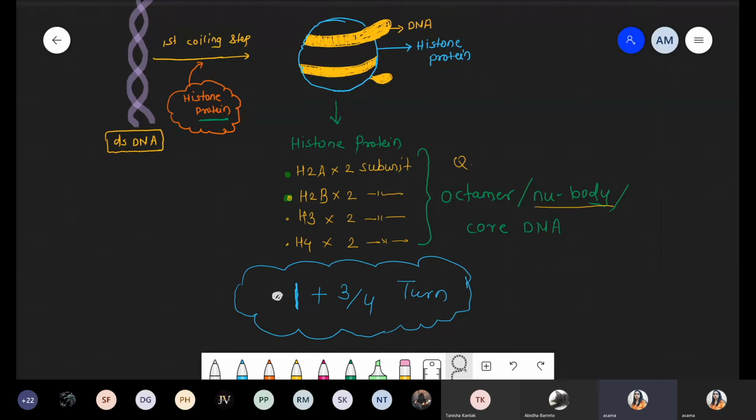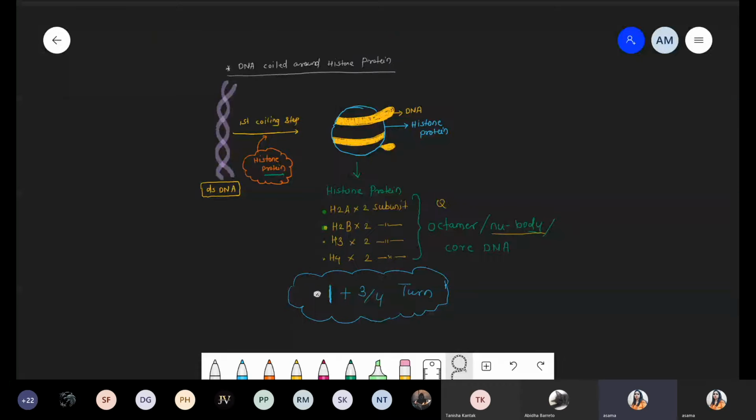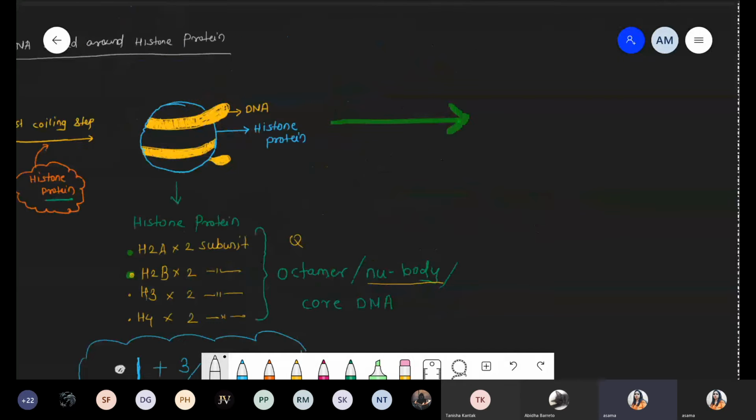Now these are all the information about the DNA associated with histone protein, and more specifically we are talking about the core DNA, also called the octamer, also called the nucleosome. Now, that same octamer structure undergoes the second coiling. Just give the arrow. There is the presence of second coiling above this structure, the last structure actually. So we are talking about this step, which shows the second coiling.